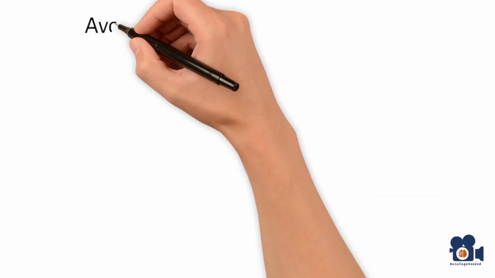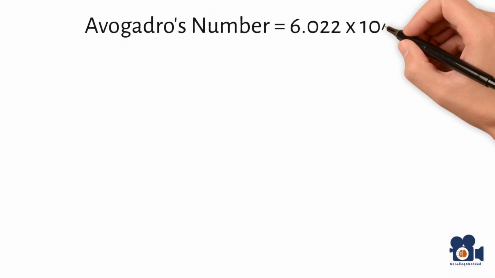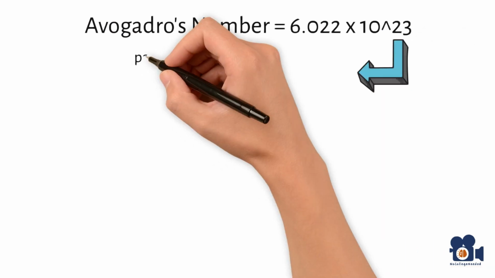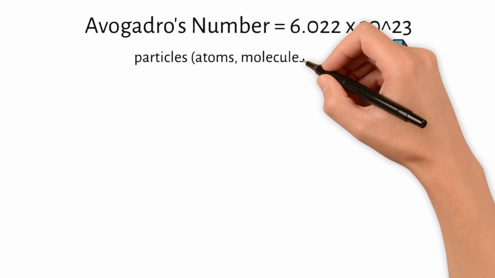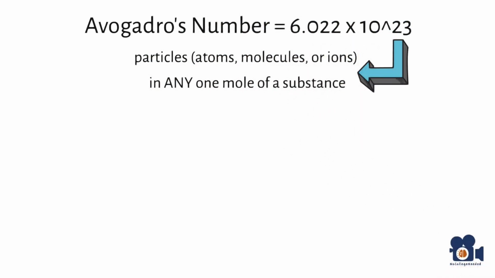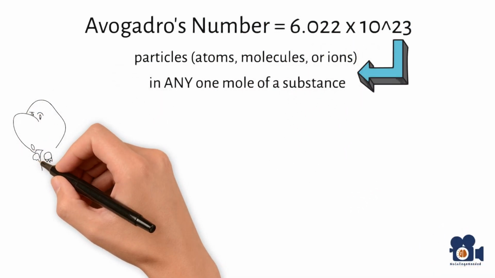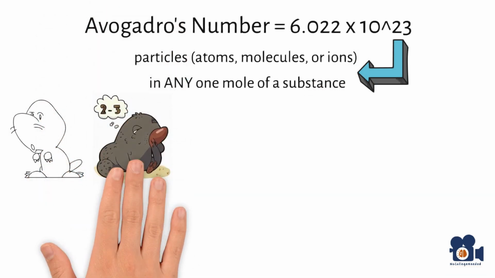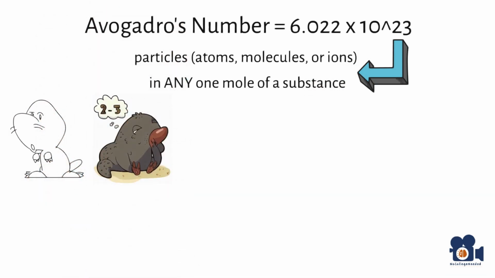Avogadro's number is defined as 6.022 times 10 to the 23rd, which means that there are 6.022 times 10 to the 23rd particles in any 1 mole of any substance. The unit mole is one of the most difficult concepts for students to grasp, and it is vital to chemistry from here on out, so I'm going to try and really hit it home.